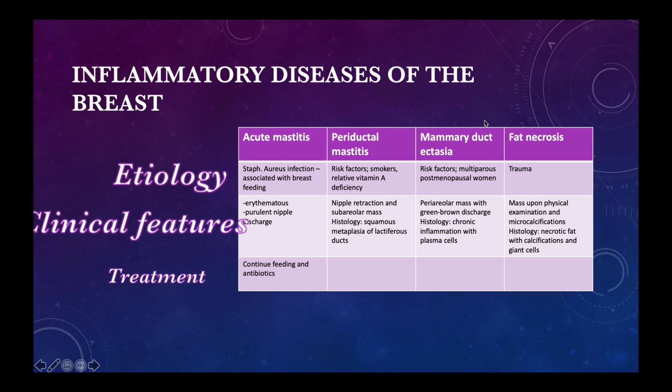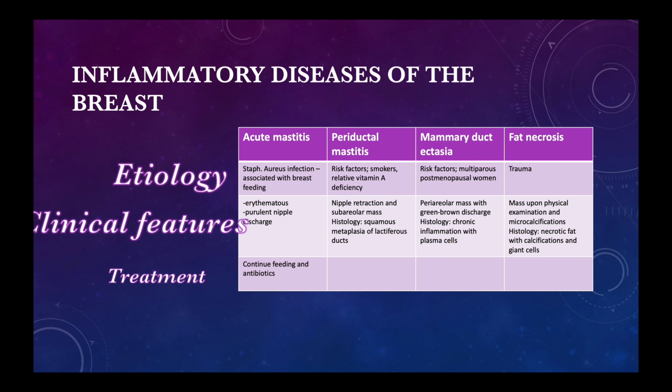Mammary duct ectasia, on the other hand, presents as a periareolar mass. So here's the nipple, and it's found outside of the areola. Presenting symptoms can be green-brown debris discharge. And upon histology, the patients have signs of chronic inflammation. So I'm emphasizing the word chronic.